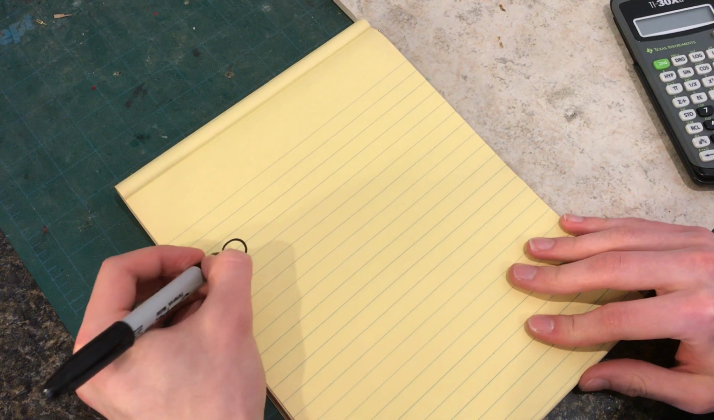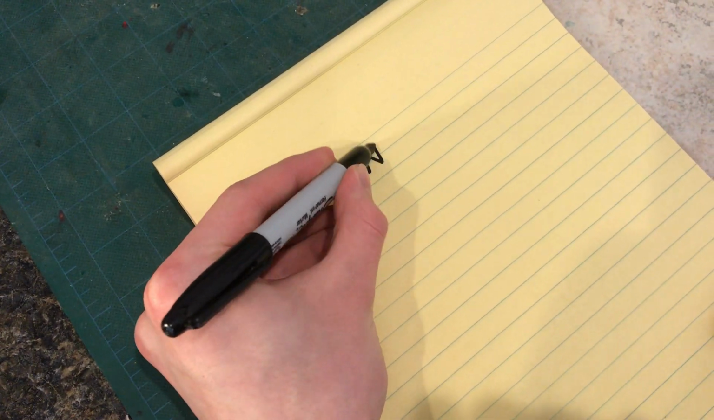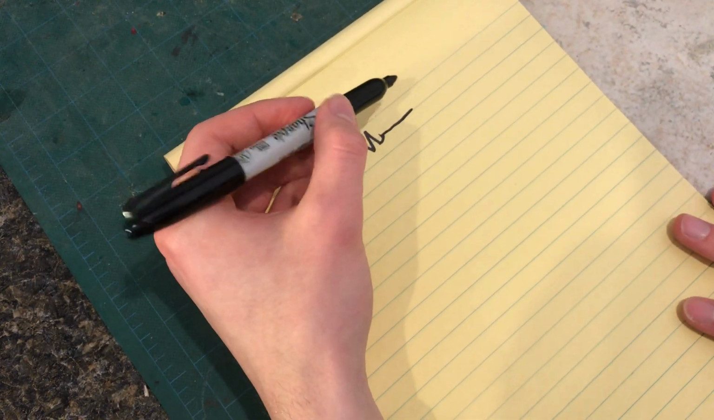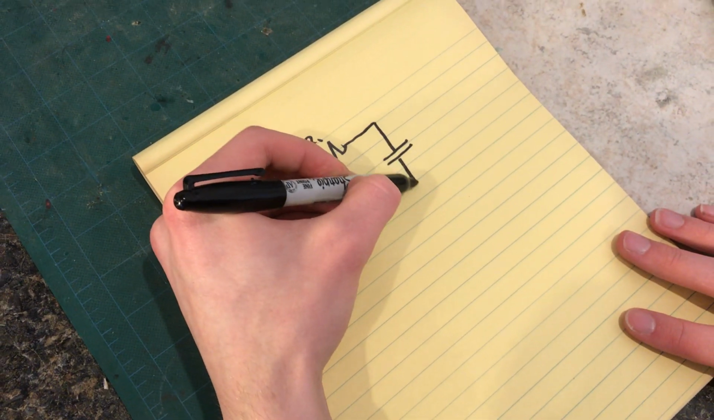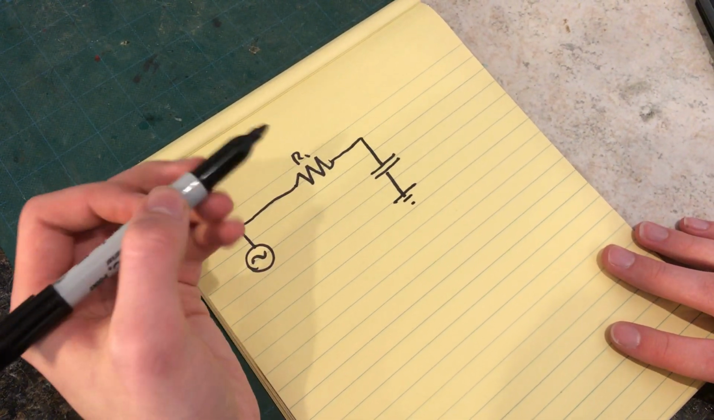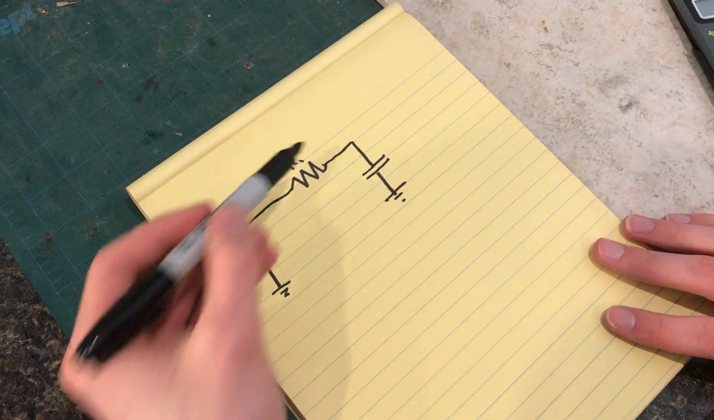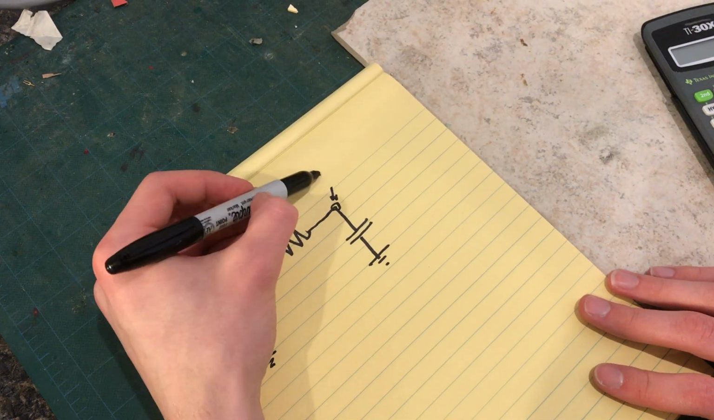So let's design a low pass, since that's the first one I talked about. We start with an alternating voltage, an AC source, and we have just one resistor, and then we have a capacitor going to ground. And you would take the output voltage here, V out.